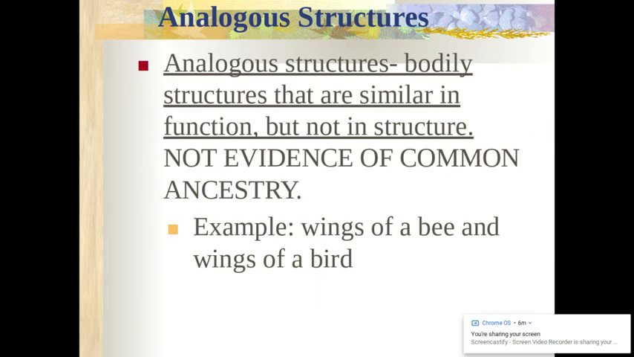Now, analogous structures are something that are similar in function but not in structure. This is not evidence of common ancestry. So analogous structures would not be an answer on any exam. This is something that you think may be similar, like the wings of a bee or the wings of a bird. Just because a bird and a bee can both fly, it doesn't make them related. Okay? The bird and bee have very different wings. The structures are completely different. Even though they both fly, they're not related.